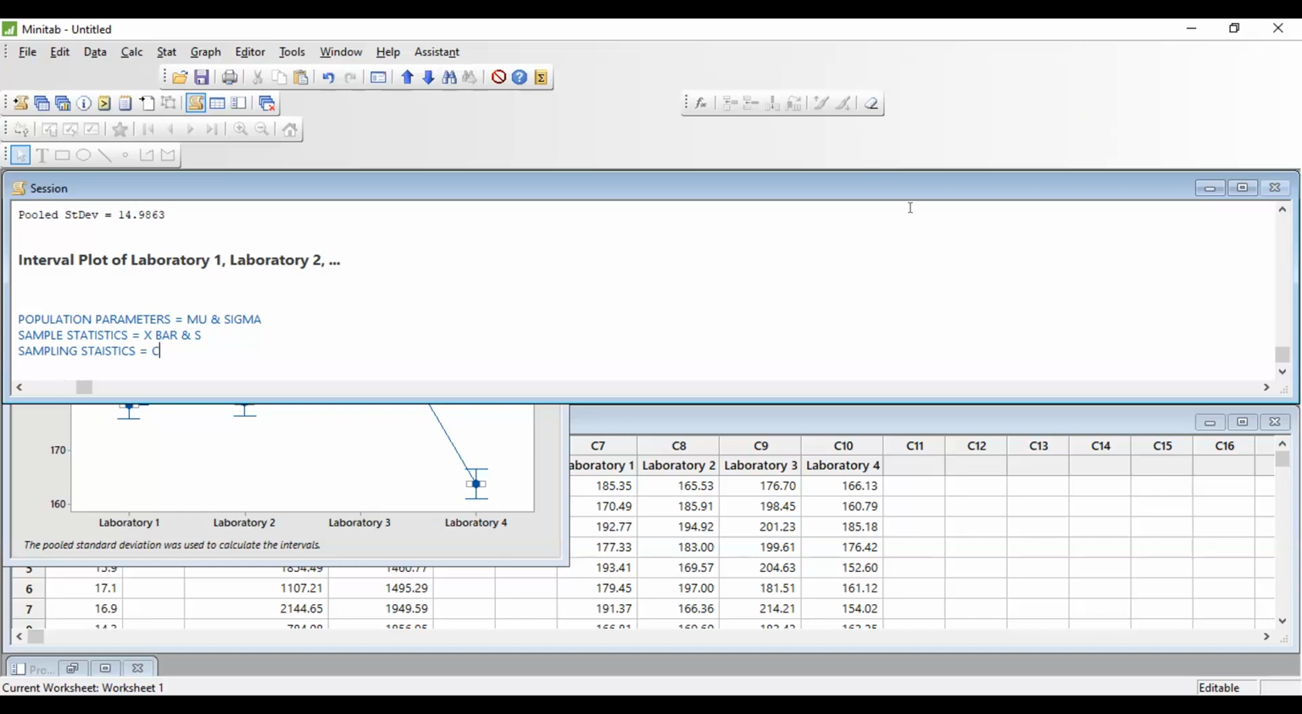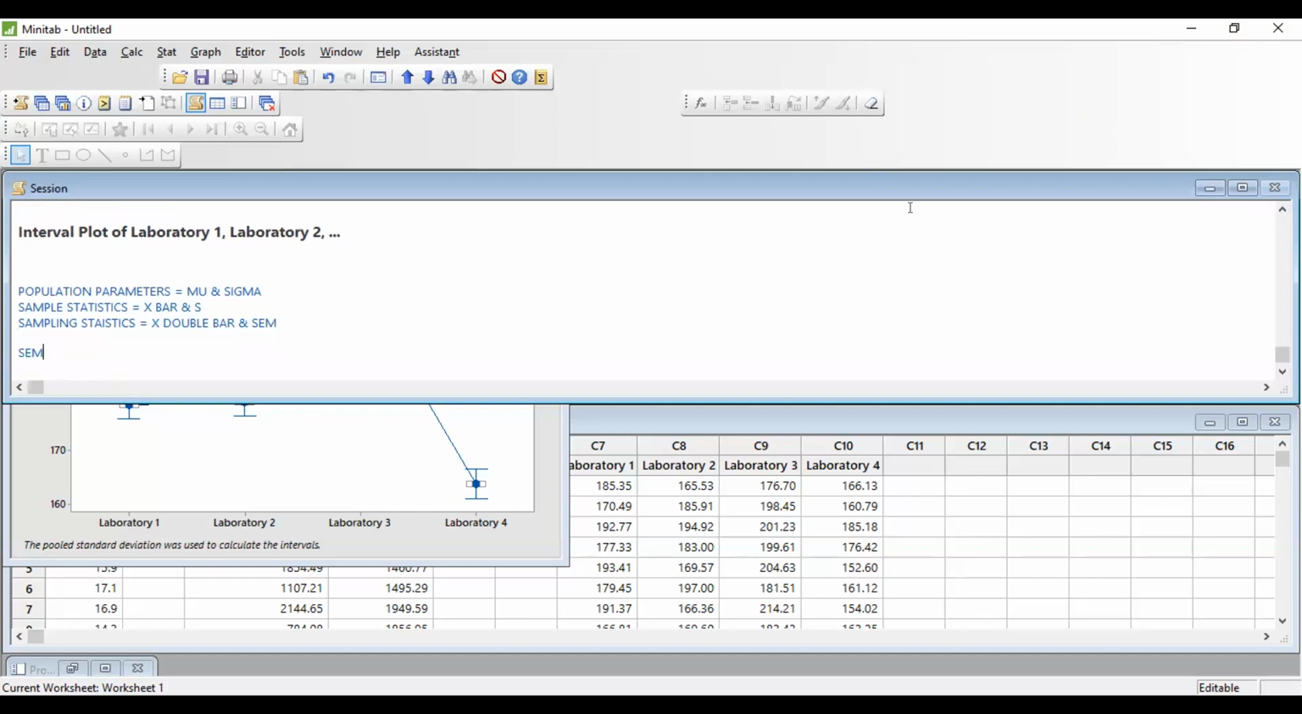Here the center value is X double bar and standard error of mean. What is SEM? Standard error of mean. What is standard error of mean? Standard deviation of subgroup averages. Do you understand all of this?